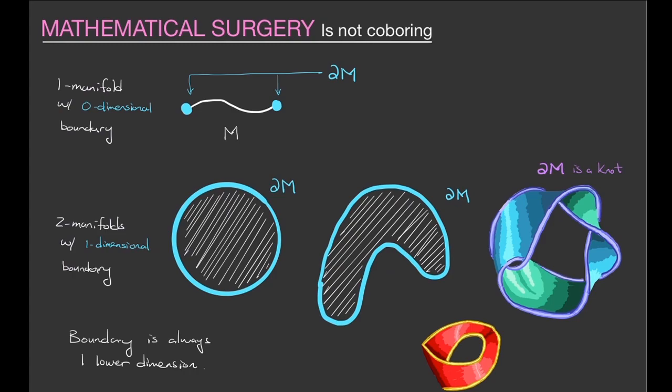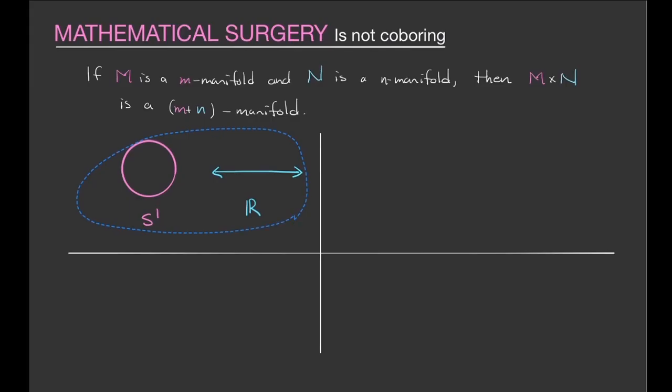let's talk about products of manifolds. If we take the product of two manifolds, let's say a manifold M that is m-dimensional, and then a manifold N, which is n-dimensional, their product M times N is an m plus n dimensional manifold. And we should really look at examples right away to see what the heck this means.